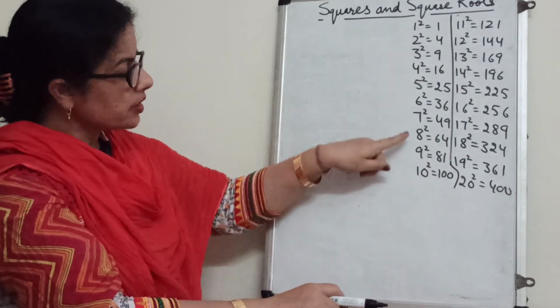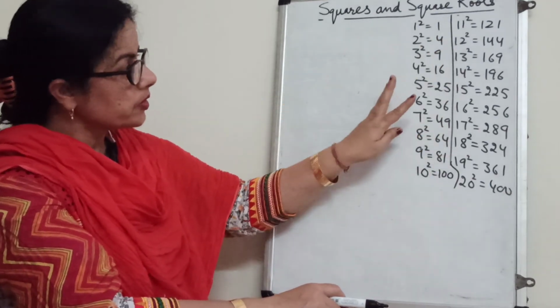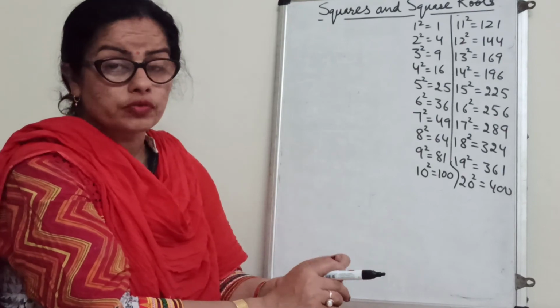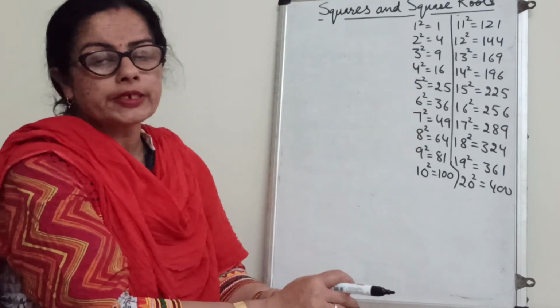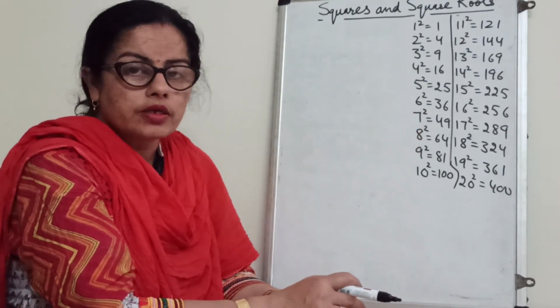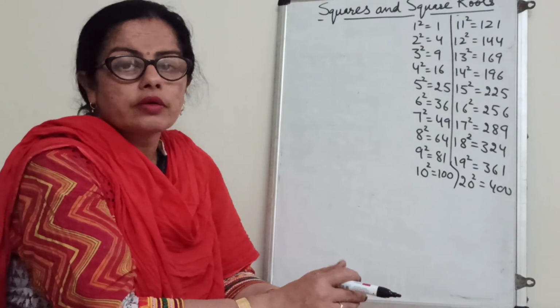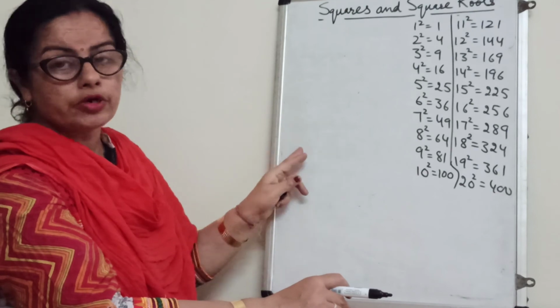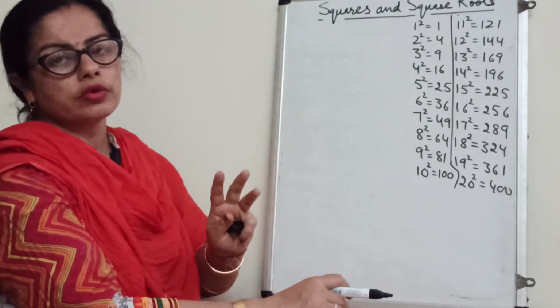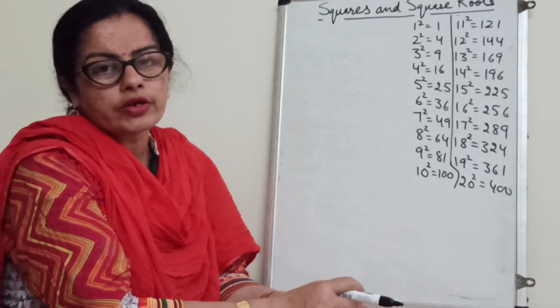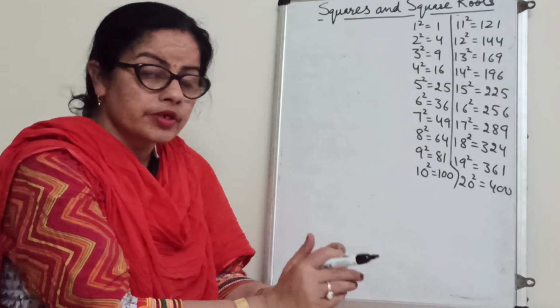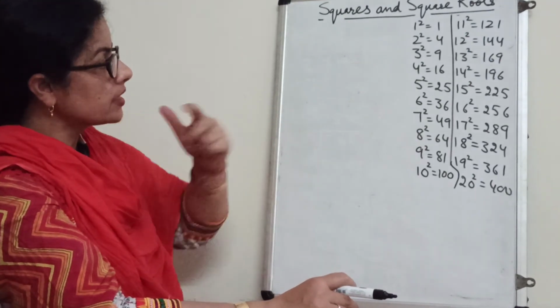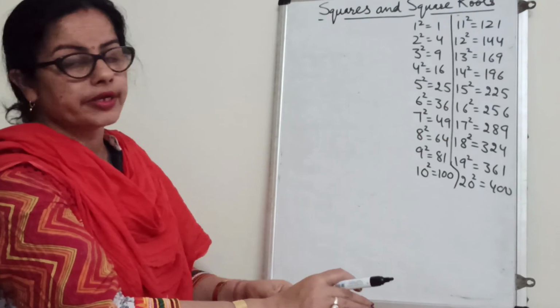Now these are the squares from 1 to 20. Observe them carefully. You have to learn them also. These squares should be on your tips. If anyone asks what is 12 square, then we will say 144. We will not say 12 into 12, I am multiplying, no. We will say 12 square is 144, 13 square is 169. So these 1 to 20, at least, should be on your tips. You have to learn them today.